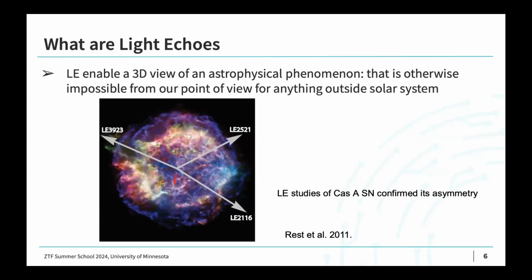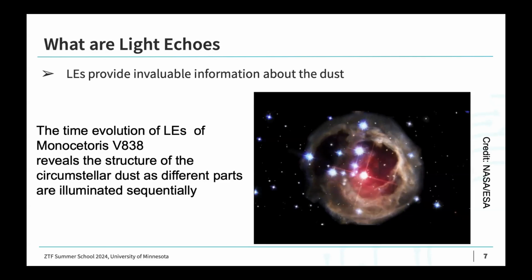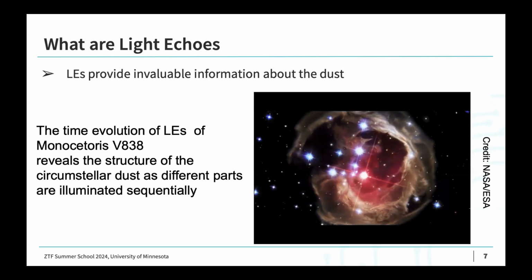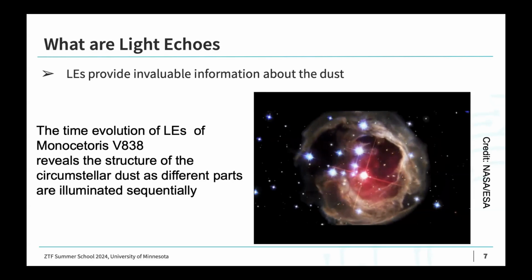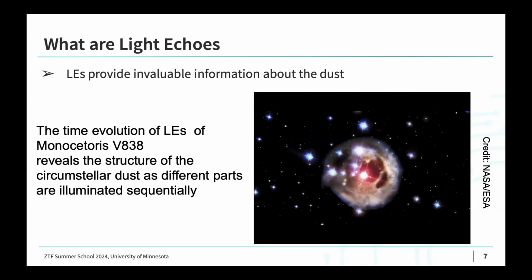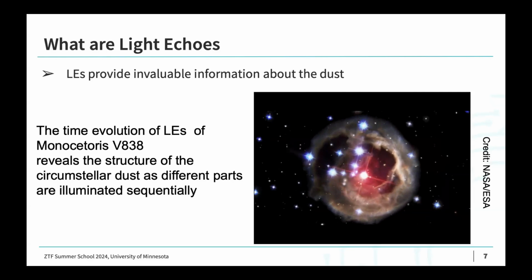And because the dust is a three-dimensional structure, by observing the echoes in three dimensions, we can study the asymmetry of the transient explosion. And also the time evolution of echoes provides us invaluable information about the dust surrounding the transient, which is otherwise invisible.